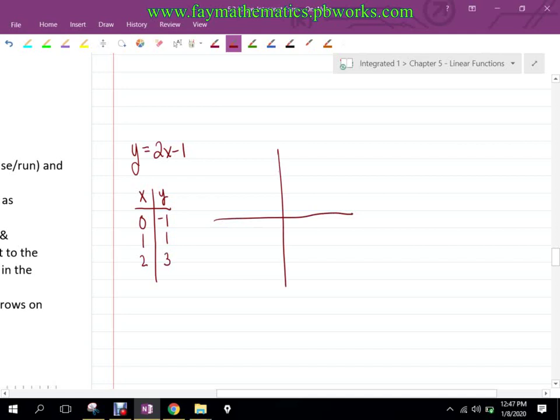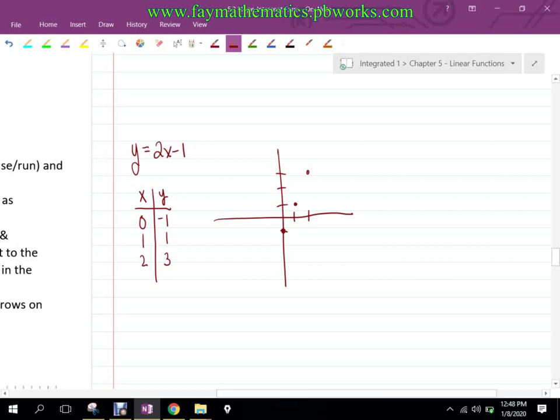So I can graph 0, negative 1. I could graph 1, 1, and graph 2, 3, right? And we can do that. Now, that wasn't all that strenuous a process. I could connect those and get a line, but that wasn't all that difficult, and one reason why is because that equation has really nice integer values.